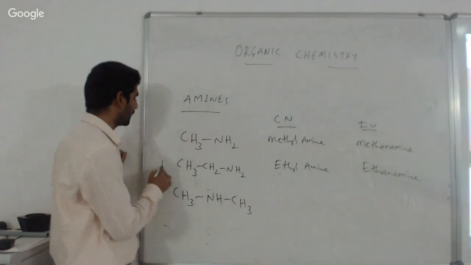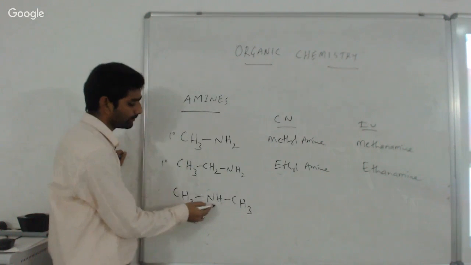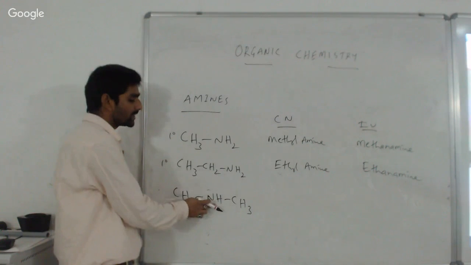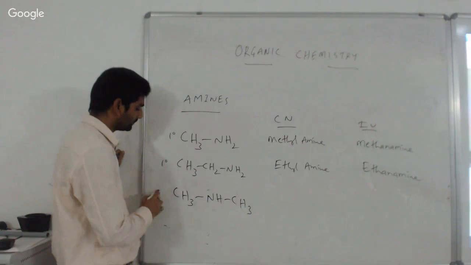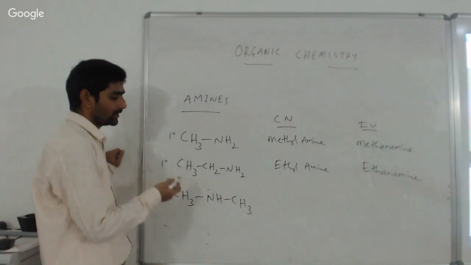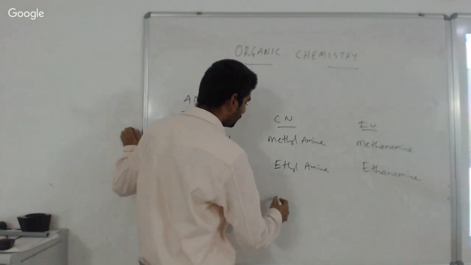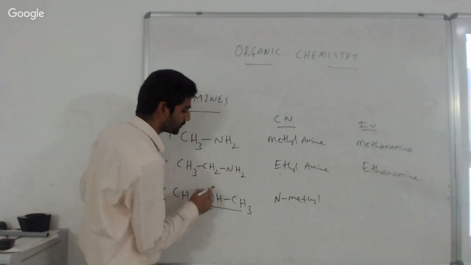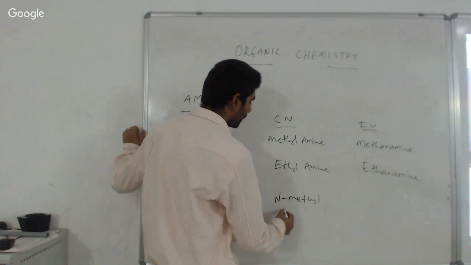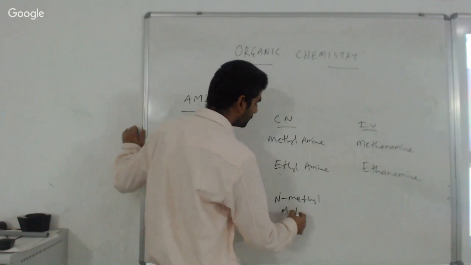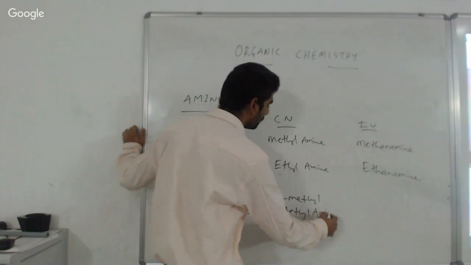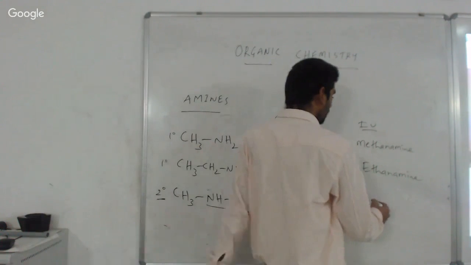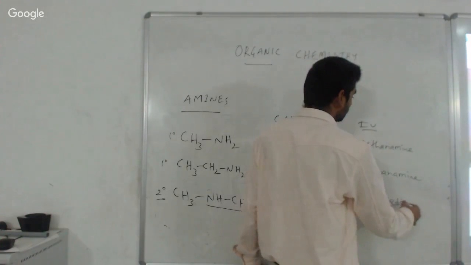Primary amine: nitrogen directly attached to one carbon we call primary. Nitrogen attached to two carbons we call a secondary amine. This is a secondary amine. Its common name is written as N-methyl, since a methyl substituent is on the nitrogen. N-methylmethylamine is the common name, and the IUPAC name is N-methylmethanamine.